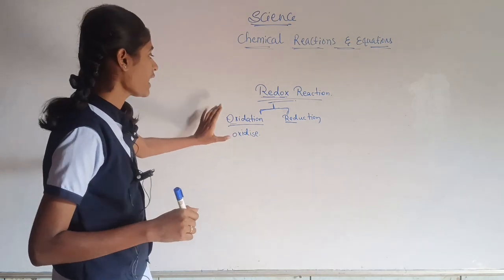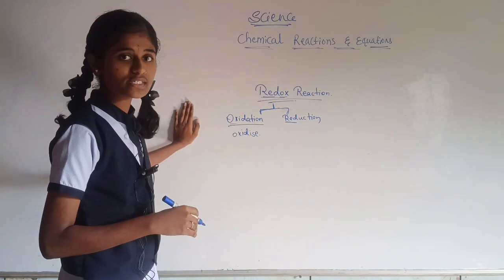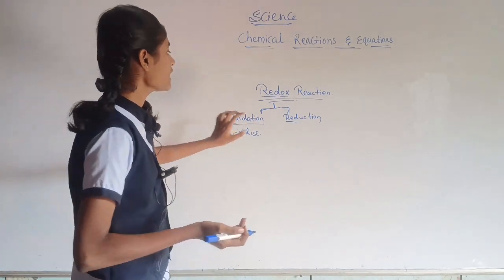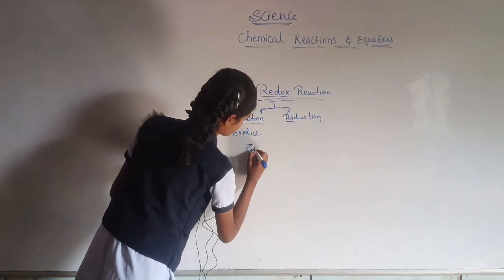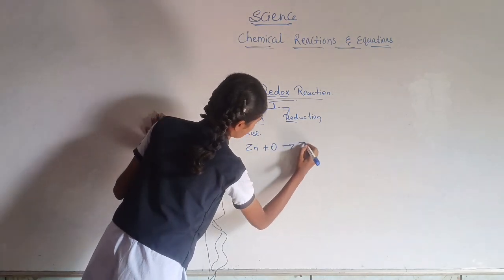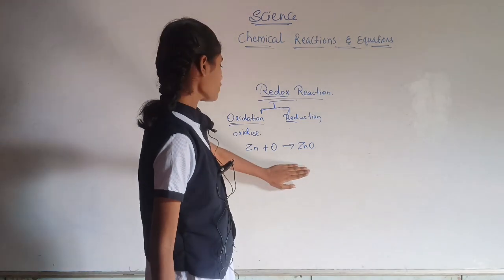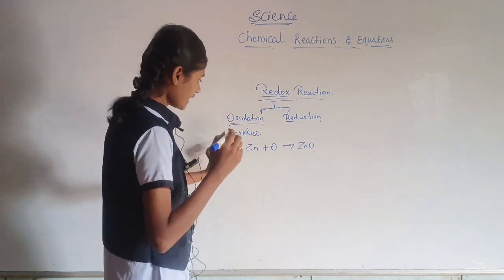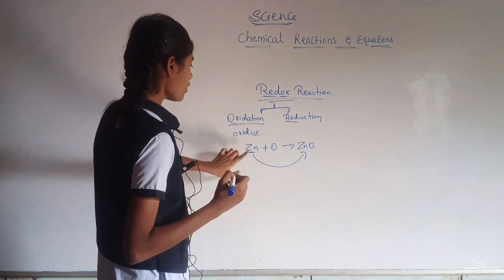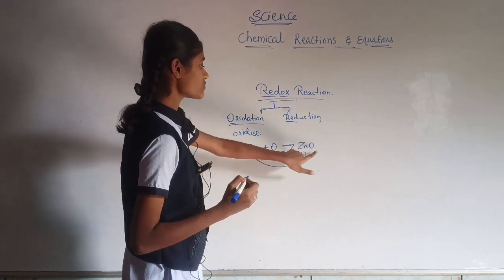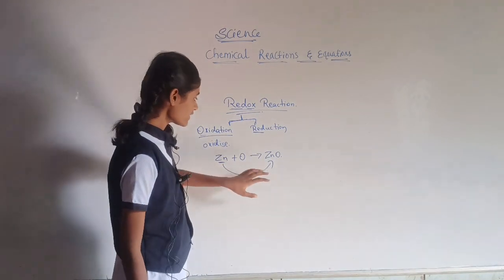which means an oxidation reaction takes place. And reduction means to reduce: when oxygen is removed from a reaction, then the reduction reaction is formed. So for example, zinc plus oxygen forms zinc oxide. Here you can see that zinc is oxidized to zinc oxide, because only zinc is there, and it is oxidizing to zinc oxide.